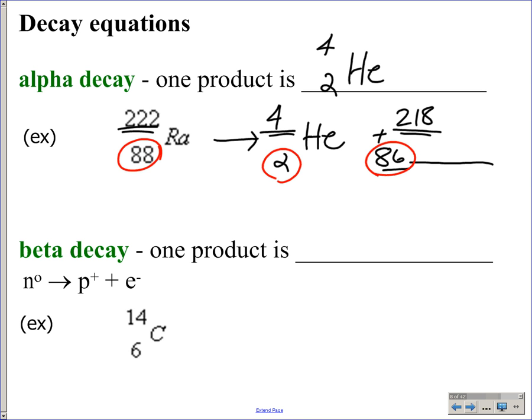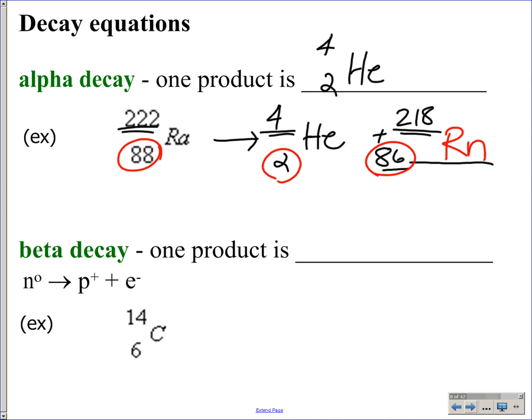So now we just need to figure out what atom this is representing, or what element. So you look on your periodic table and you'll find that 86 is radon. Radium-222 is undergoing alpha decay, where it spontaneously releases an alpha particle and it's turning into radon. All I did was look at atomic number 86 and find that one on the periodic table.